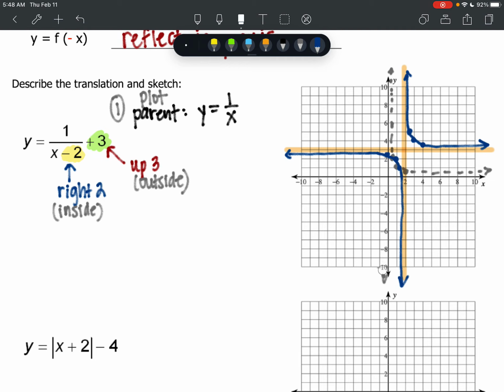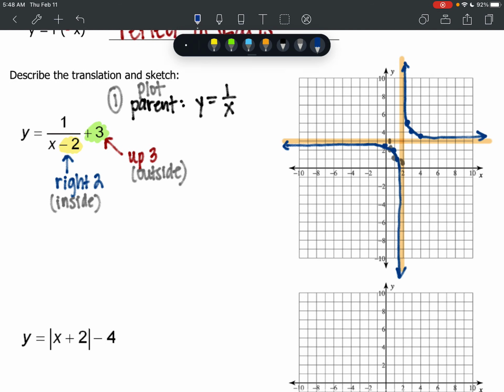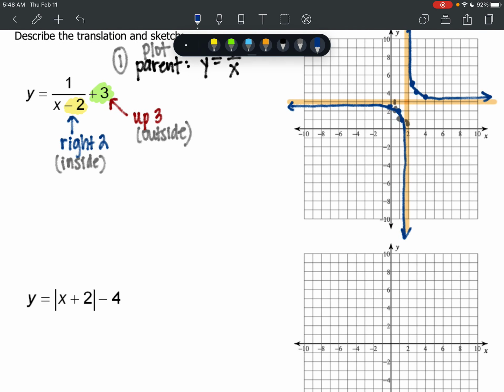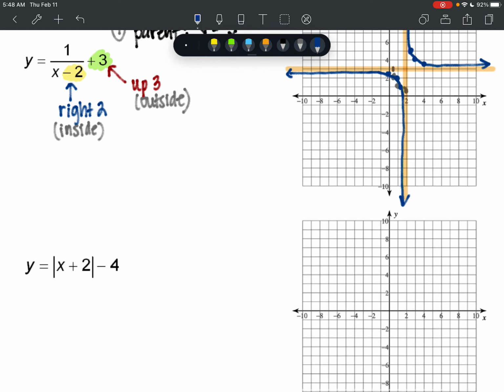And then with an eraser, we go and take out the part that's not really the graph right there. It's not part of our graph. It's part of a parent function, but definitely not part of y equals 1 over x minus 2 plus 3. Okay, let's try another one.